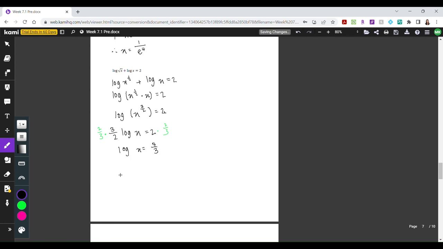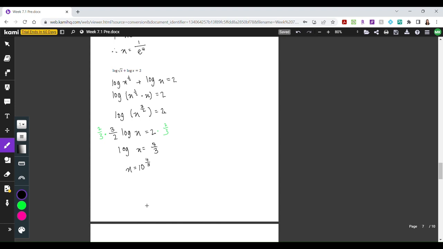Now, because I know my x here is alone, right, and the base is 10, I want to transform this into an exponential, right? So x is going to stay where it is. The base, which is 10, is going to get bumped up. And my 4 over 3 is going to get bumped up as an exponent. So now we're going to get x equals 10 to the power of 4 over 3.